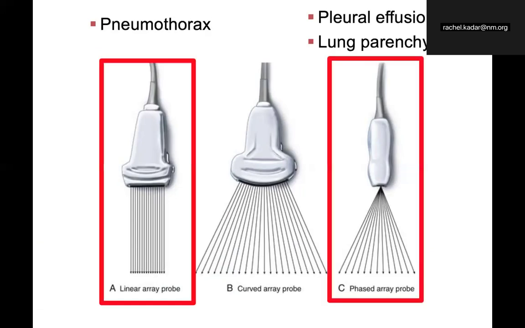When using pulmonary ultrasound, I recommend using the linear array probe for pneumothorax. I think that higher resolution and lower depth allows you to really hone in on that visceral and parietal pleura and look for lung sliding. And the phased array probe is the probe that I like to use for pleural effusions and lung parenchyma. I find that the way that the ultrasound beams exit the probe and then spread out is nice to get in between the ribs, and I like to use it for pleural effusions and lung parenchyma.